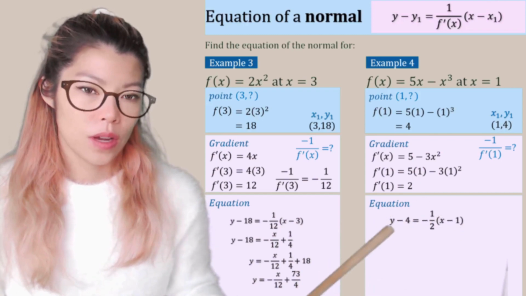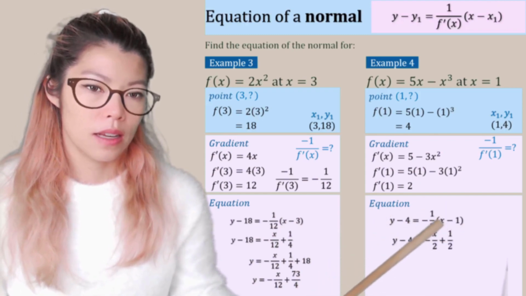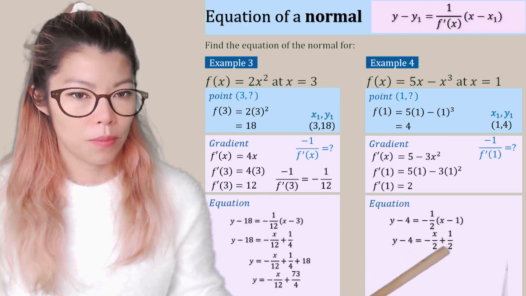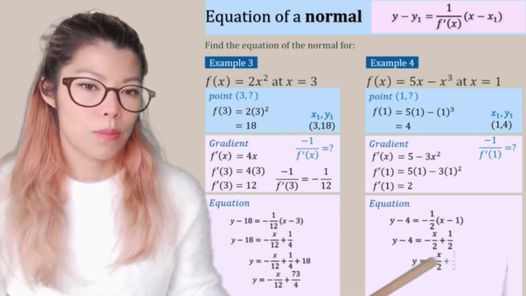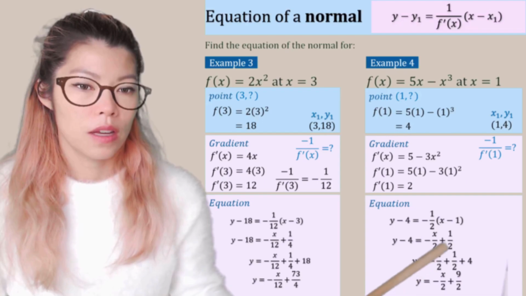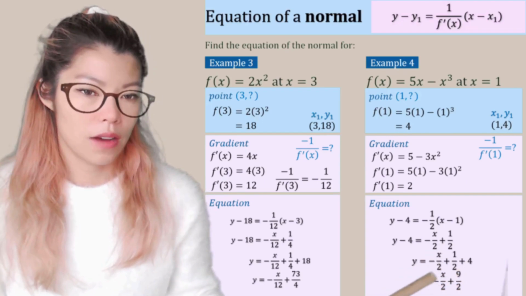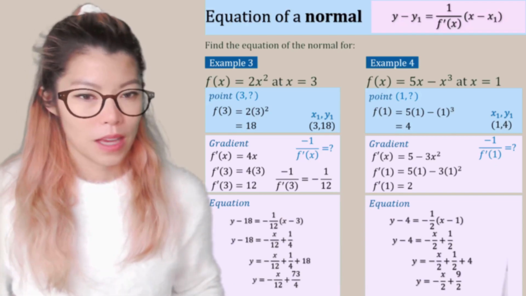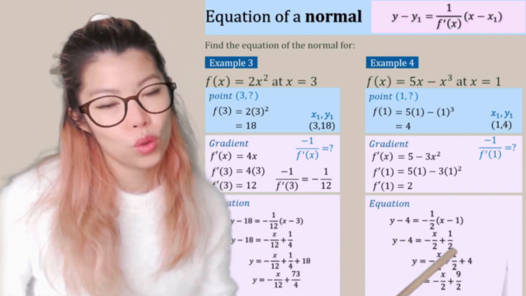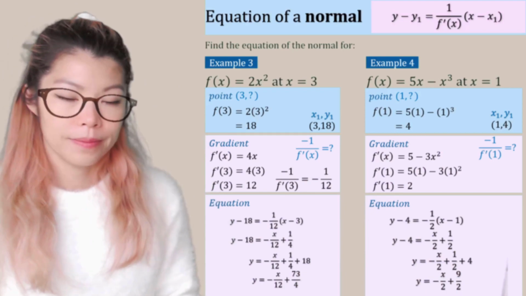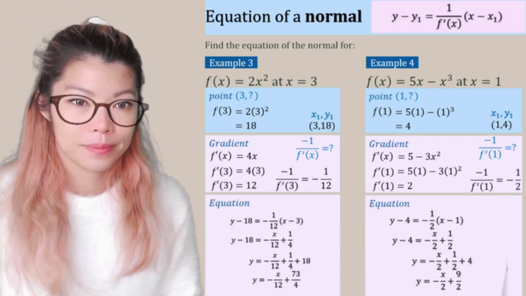So plug that into the equation, we have, expand that. So minus 1/2 times minus 1 is 1/2. Bring the minus 4 over the other side, we have 9 over 2 as our y-intercept and a negative 1/2 as our gradient. How did I get 9 over 2? 4 times 2 is 8 plus 1 is 9.